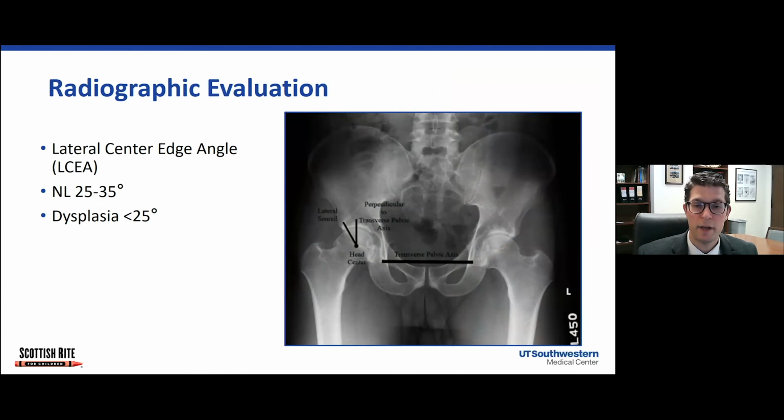Our radiographic evaluation is important for truly diagnosing dysplasia. This is our workhorse tool for evaluation of hip coverage, and it's the standing AP pelvis film. We get it standing so we can assess their hip coverage and their functional position.